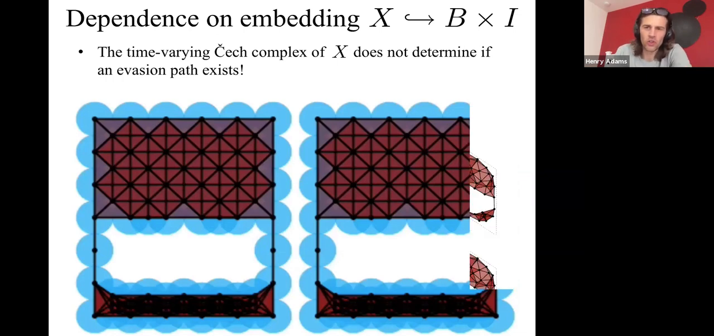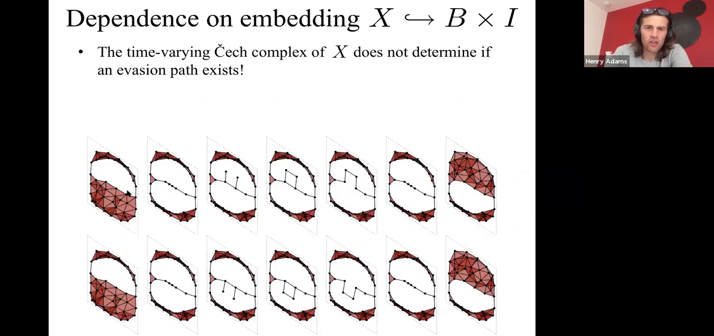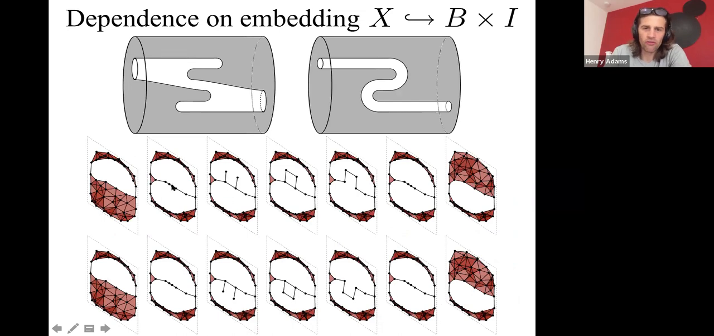Let me show you the cartoons for these two examples. So the first example on top corresponds to the cartoon on the left, where you can see this evasion path. Whereas the bottom example corresponds to the cartoon on the right. There's no evasion path, but if you could go backwards in time, you could trace out this S-shaped curve, okay?